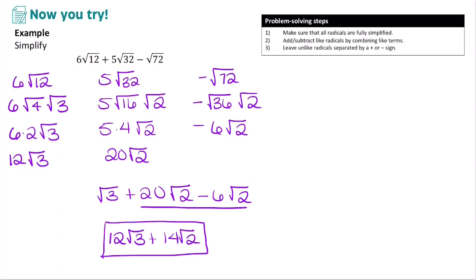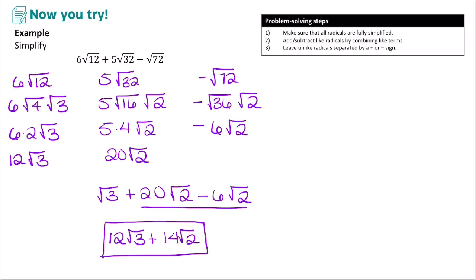The square root of 32 I rewrote as the square root of 16 times the square root of 2. The square root of 16 is 4, and so 5 times 4 gave me 20, so I have 20 square root of 2. Negative square root of 72 I can rewrite as negative square root of 36 times square root of 2. And then square root of 36 is 6, so I have negative 6 square root of 2.